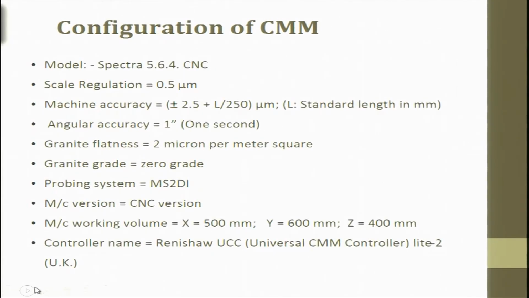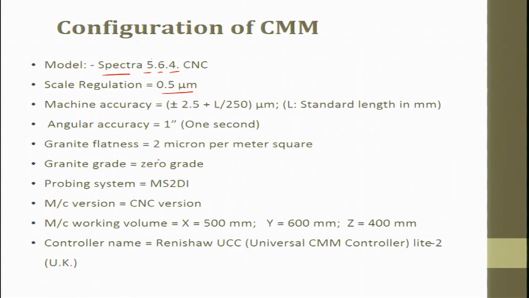The CMM machine that we have here is the Spectra 564. What is 564? 5, 6 and 4 stand for 500, 600 and 400, the work area or workspace available in the 3 axes: 500 mm, 600 mm and 400 mm. Scale resolution is 0.5 micrometer, machine accuracy is plus minus (2.5 + L/250) micrometer, where L is the standard length in mm. Angular accuracy is 1 second of angle.